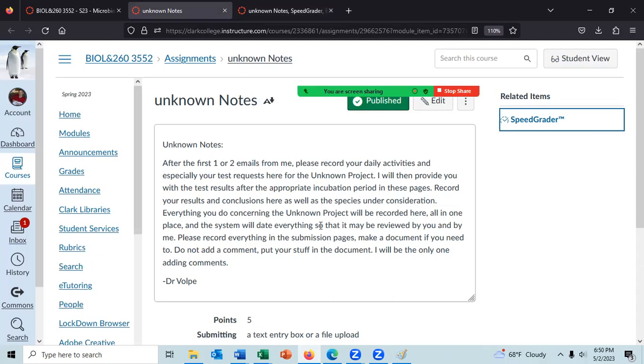Anyways, put everything on your unknown notes page. This should be your daily activities. When you get results that I send to you, you should put the results up there. You don't have to put the pictures, but you may. You may just say the PR lactose tube was yellow. Okay, that's your result. And then the conclusion is the PR lactose was actually, the conclusion is it's A because it's yellow.